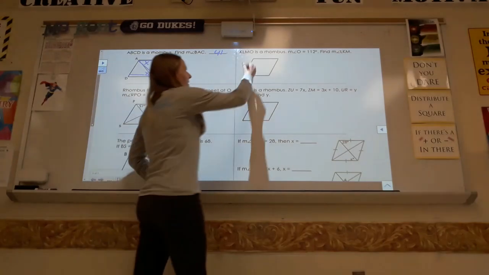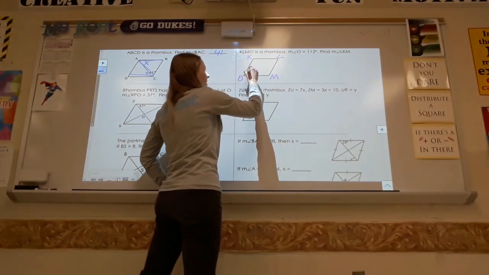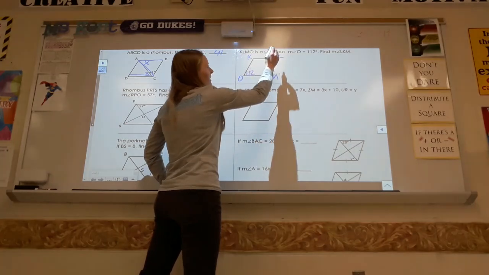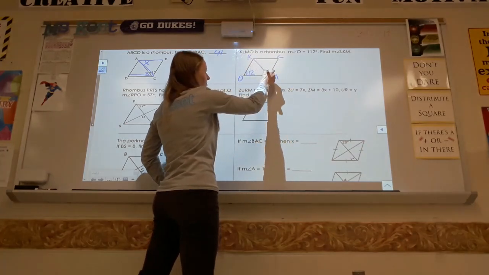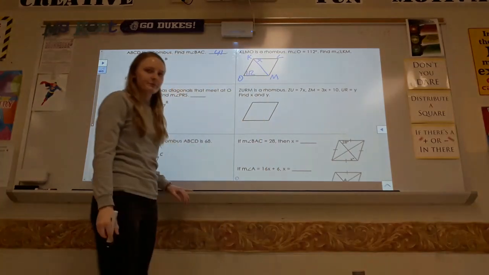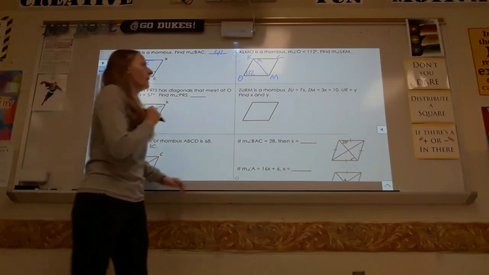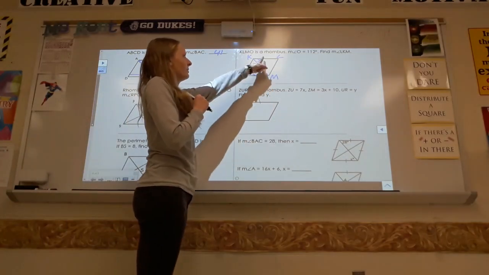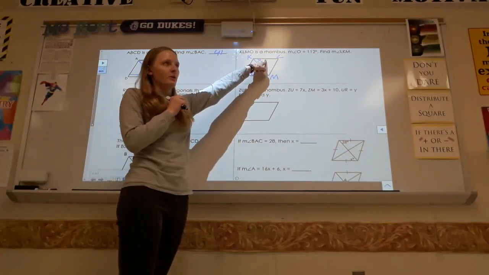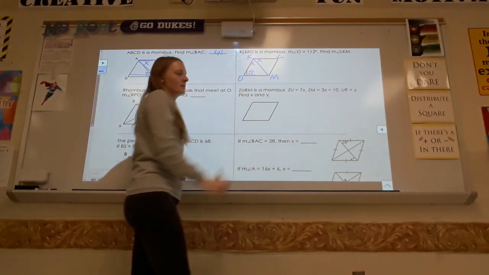All right, this next one, again, they haven't named it, so I'm going to put the letters in. Angle O is 112. LKM, so I need to draw a diagonal. This angle right here is what I'm trying to find. So again, see if we can use any properties of a rhombus. So I have one diagonal here, and I'm looking for this right here. I know that the diagonal bisects the angle, so if I know that's x, this is also x.